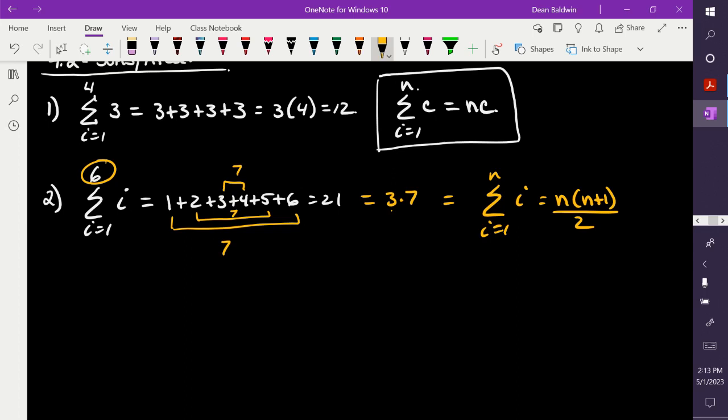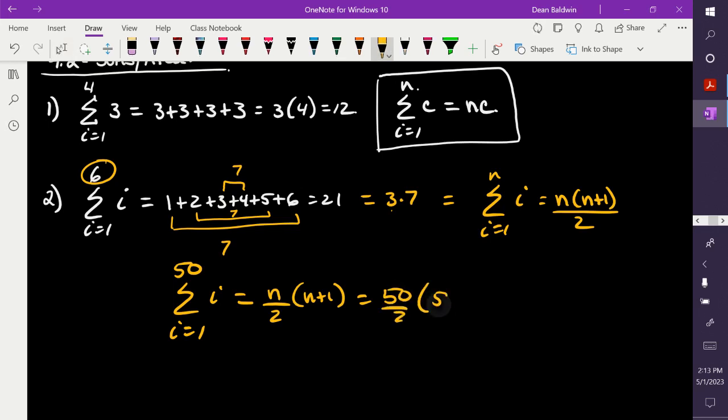Okay? So if I said sum all the terms from 1 to 50, what do you do? Yeah, use the formula. So 50 over 2 times 50 plus what? So it's 25 times 51, which is, I don't know what that is. 1275. That's it. That's all you have to do. Okay?